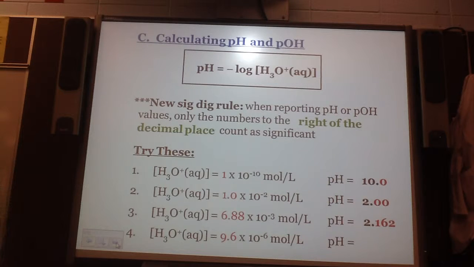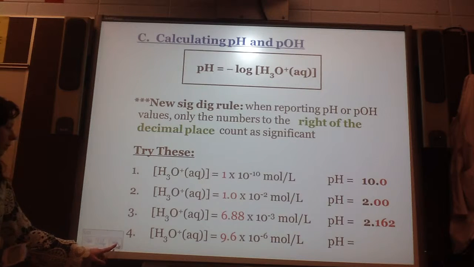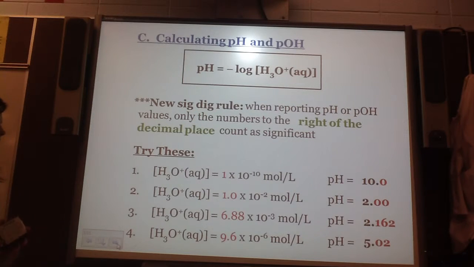There's 3 sig digs in this one, so you put it to 3 decimal places. And then this one is to 2 sig digs, so you put it to 2 decimal places.